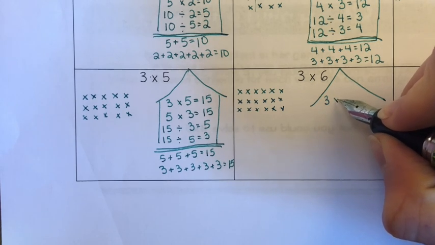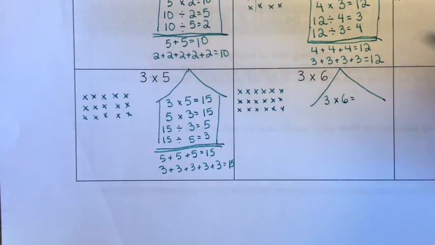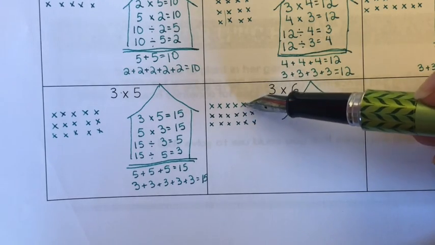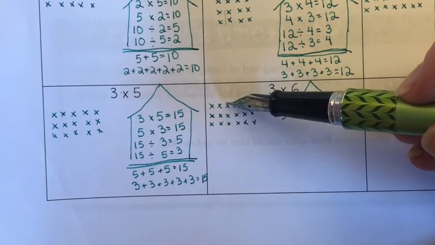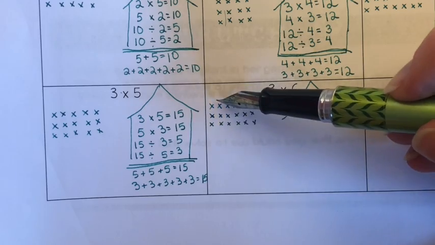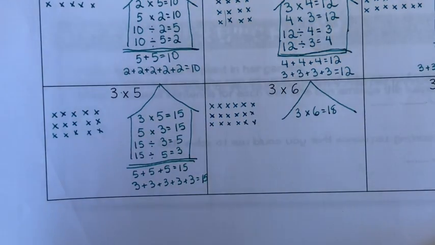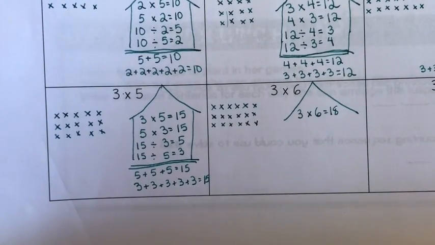3 times 6. Now remember, if you're not familiar with 3 times 6, you could always count by threes. 3, 6, 9, 12, 15, 18. 3 times 6 is 18. Now I have all 3 numbers in my fact family. So do you. If you want to pause the video and make your fact family, then come back and check. Let's practice that. So pause it, make your fact family, and come back and check it.